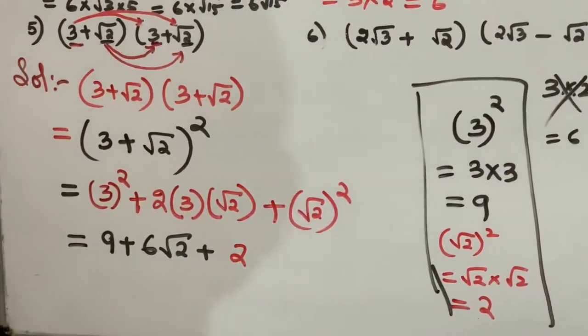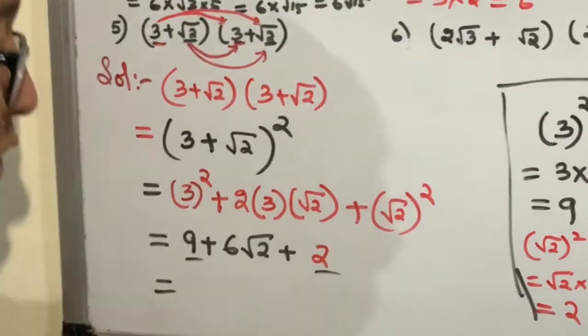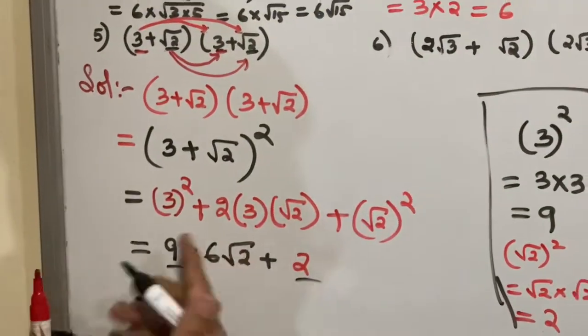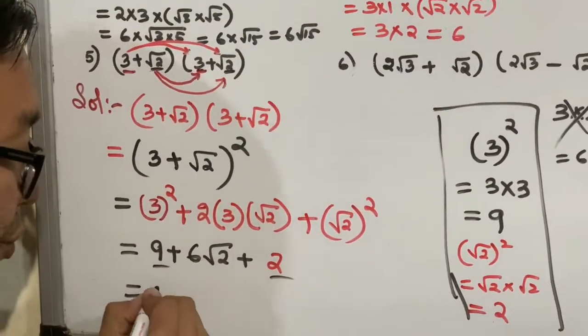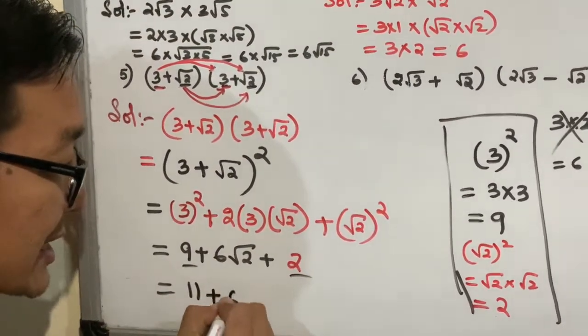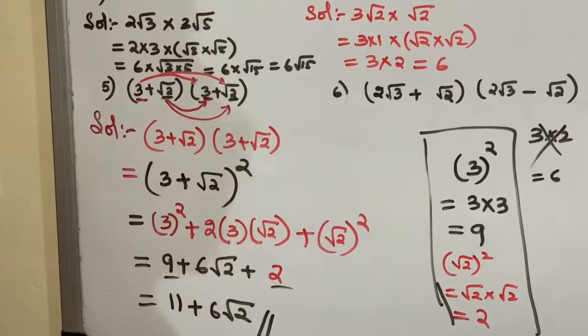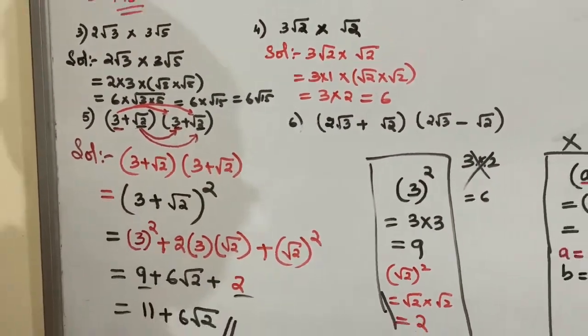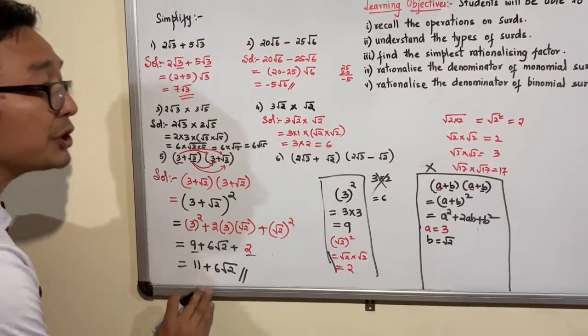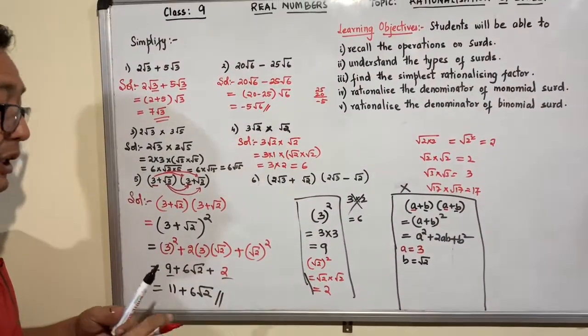So 9 plus 2 is 11, plus 6 root 2. This is the product of these two irrational numbers.